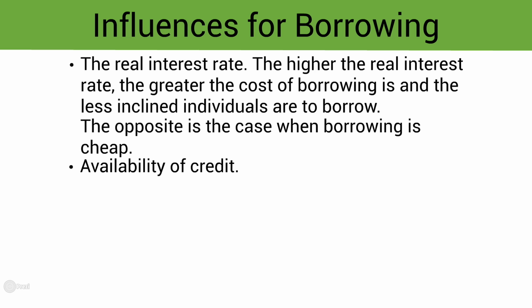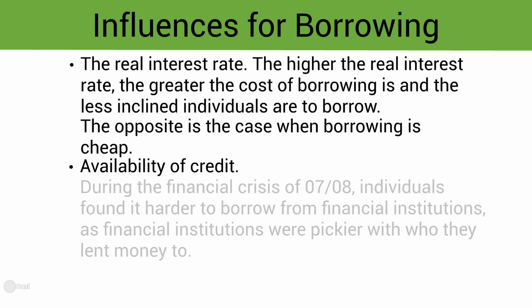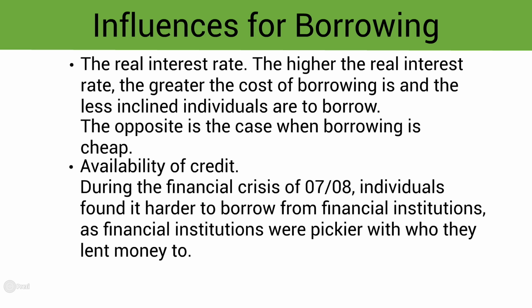Another factor that influences borrowing is the availability of credit. If credit is readily available, then individuals and firms are more likely to take on debt. After the financial crisis of 07-08, individuals found it harder to borrow from financial institutions, as financial institutions were less willing to lend out money. Banks were also more picky with who they would grant mortgages to and also required larger deposits for mortgages. As banks and financial institutions were less willing to lend money out, it meant that there was a lower amount of credit in the economy.